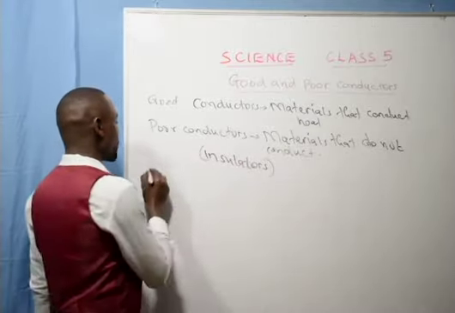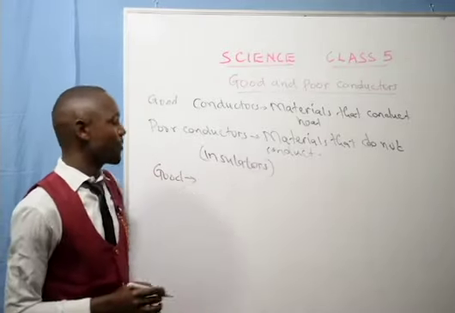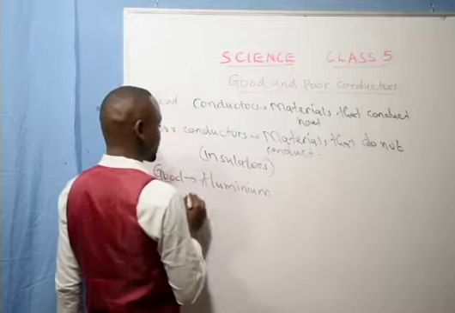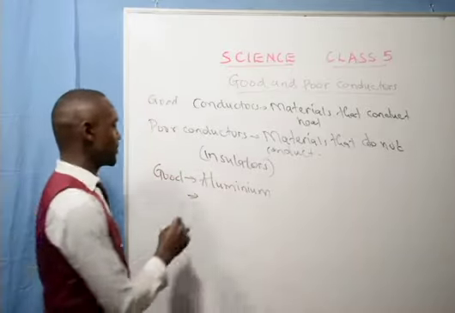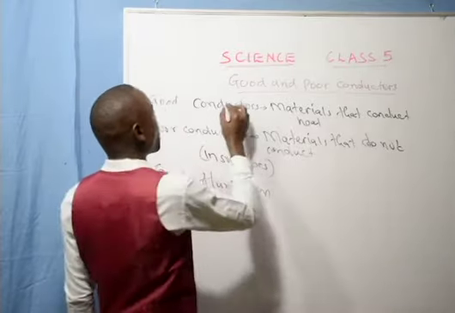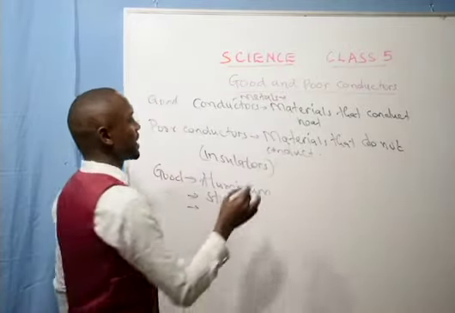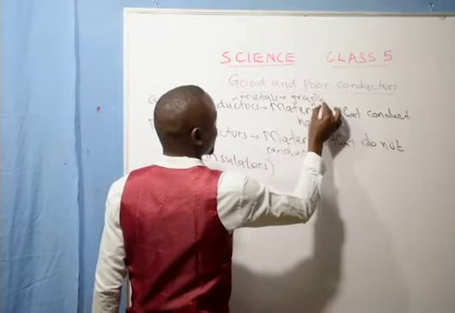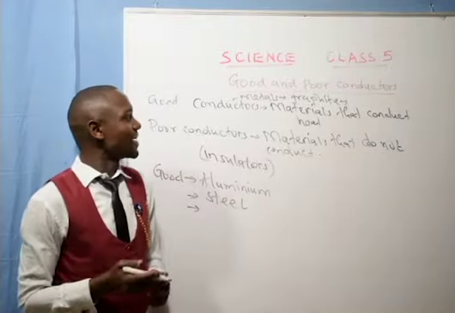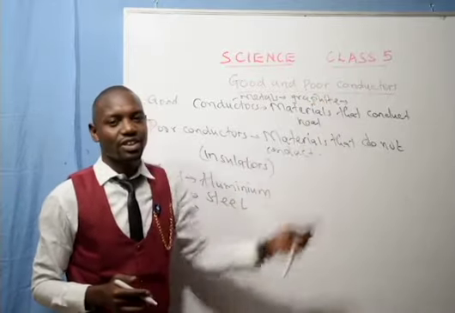So, examples of good conductors of heat: we have aluminium. Aluminium is a good conductor of heat. Another one, we have steel. Steel is a good conductor of heat. In fact, we say all metals are good conductors of heat, except one we call graphite. What is graphite? Graphite is that piece that is found in a pencil. That is the one that you use when writing or drawing.